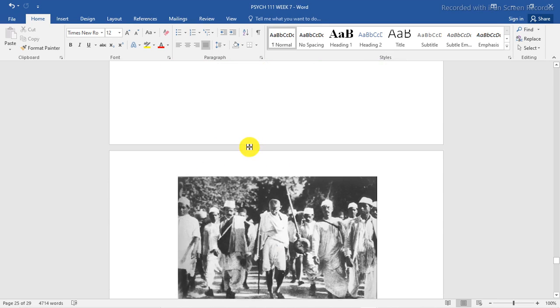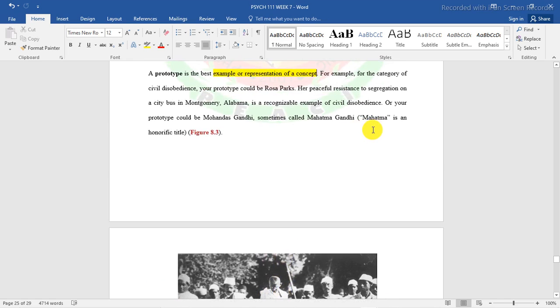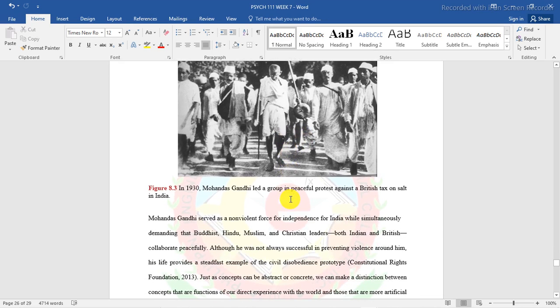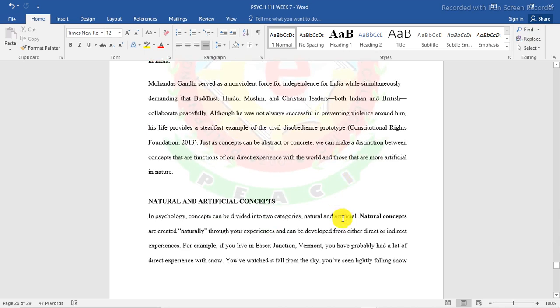Okay? So, example nito, si Mahatma Gandhi yata to. So, sabi pa nga dito, Mahatma Gandhi is a poetic title. So, ano yung sabi dito? Is an example of peace. Di ba? May mga words of wisdom siya. So, maybe ang concept dyan is man of peace. Okay? And maybe a good prototype is Gandhi. I don't know him personally. So, Gandhi served as a non-violent force of independence for India.